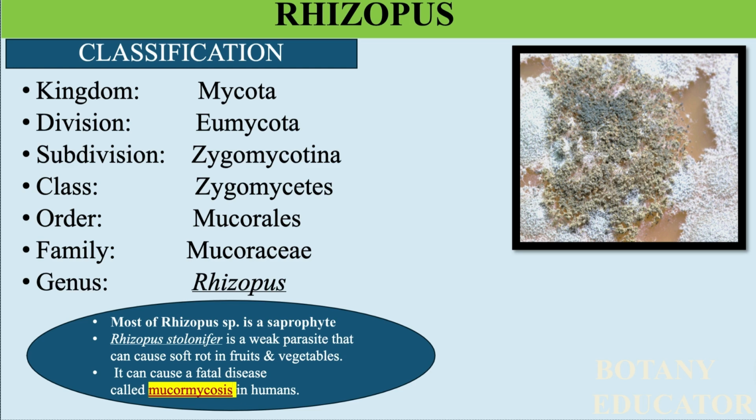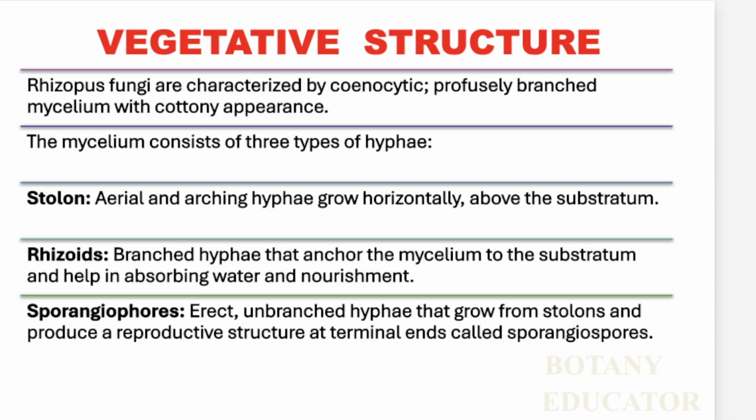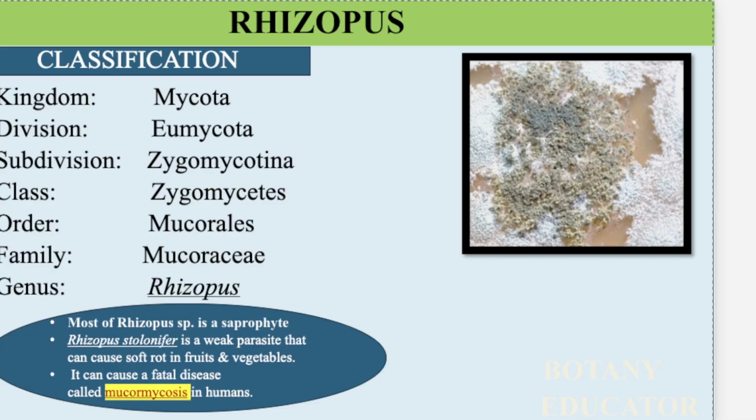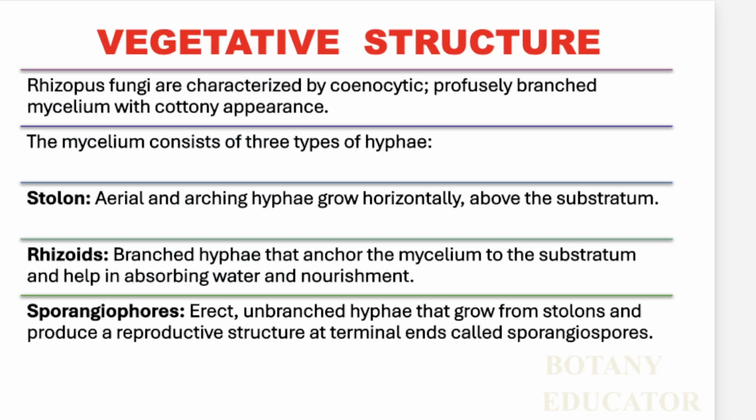In this, the lungs and liver get infected, generally in diabetic patients or immunosuppressed patients, in whom the chances of the disease are higher. Now, its vegetative structure is characterized by a well-branched cottony appearance, in which you will find cenocytic hyphae. In this picture you can also see the cottony growth of Rhizopus, right?